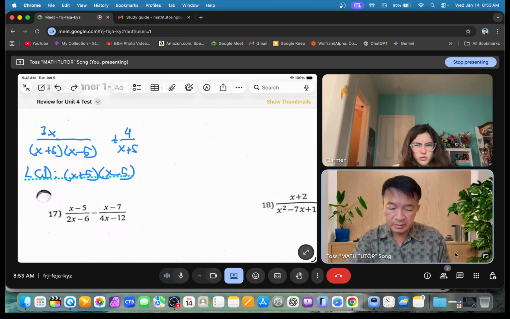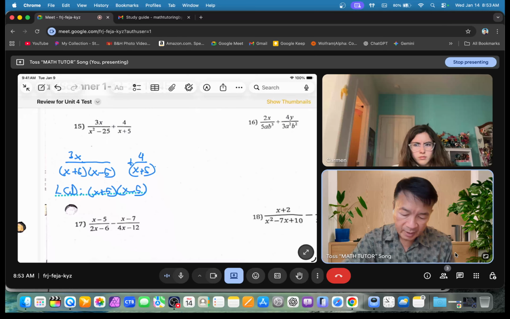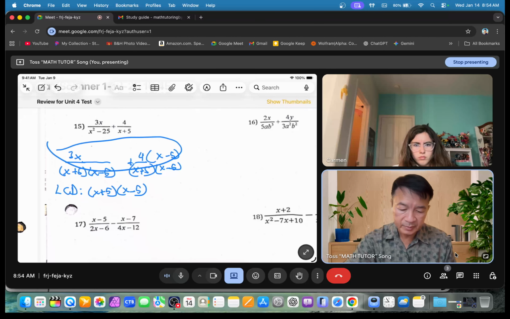So this is the original here. So this is going to be the LCD, and I hope you know how to continue from there. You have to multiply what's missing right here, and then continue: distribute, combine like terms in the numerator.